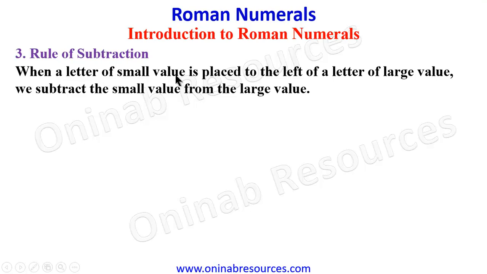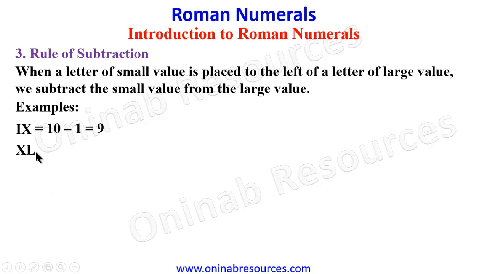When a letter of small value is placed to the left of a letter of large value, we subtract the small value from the large value. So we take some examples. We have IX. I is 1 and X is 10. Since I is placed at the left side of X, which is the larger value, what we do is we say 10 minus 1, and IX is given as 9.